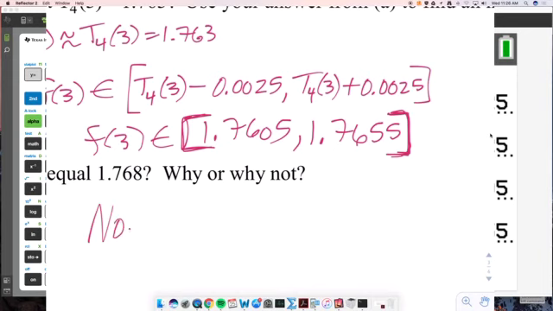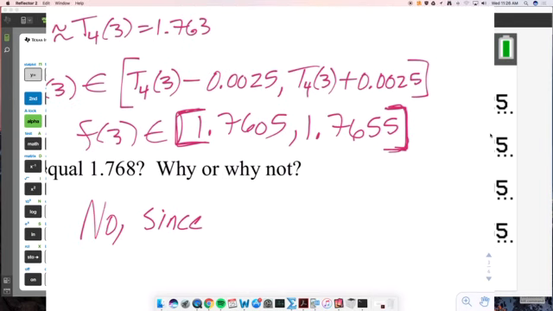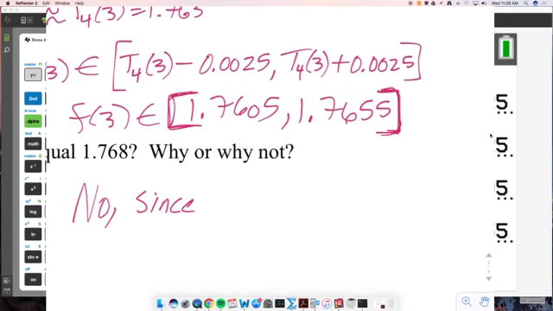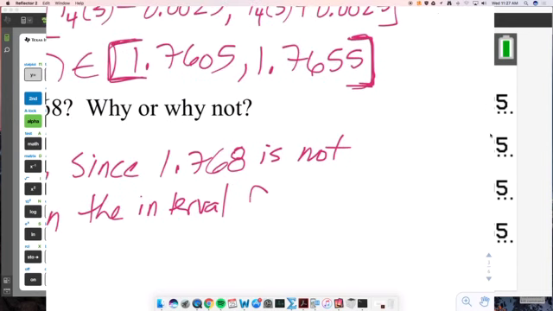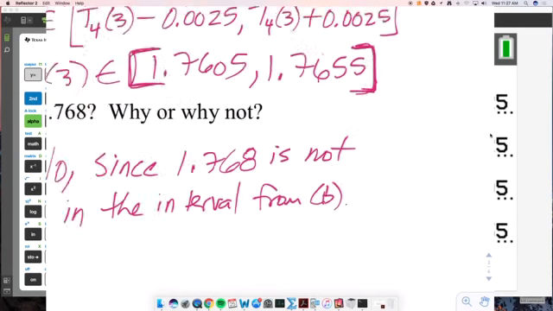No, since, yeah, it's outside the upper bound there, right? Is it in the interval? That's the easiest way to answer it. Is it in the interval that we created? No. Since 1.768 is not in the interval from part B. So this could be a free response question, and that's how you would answer it. All right?